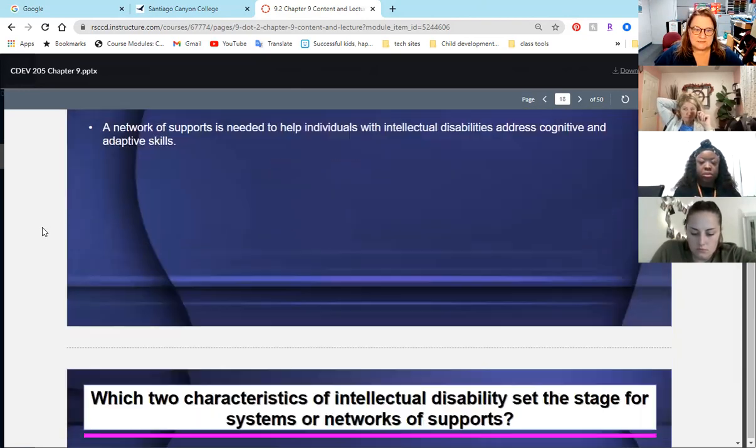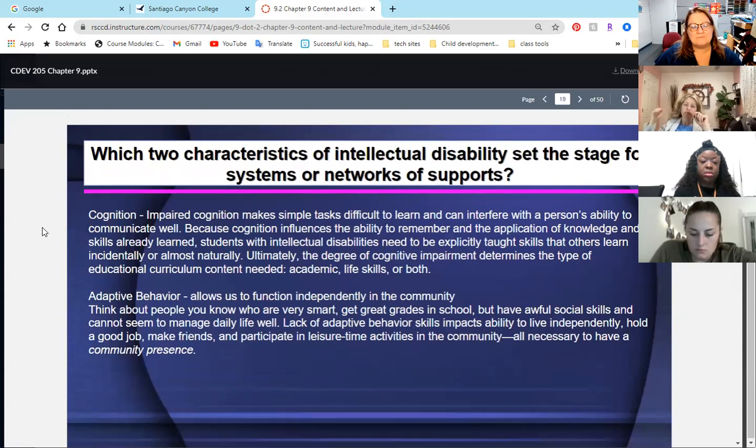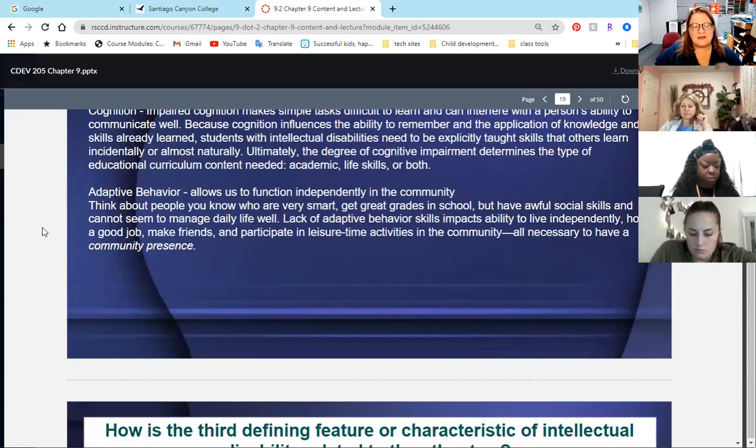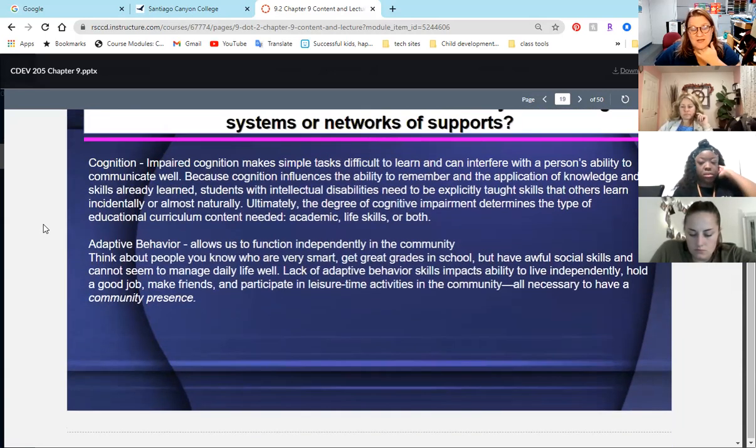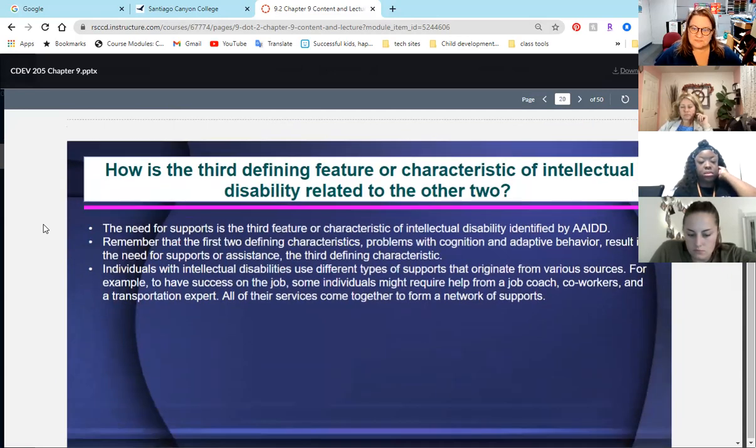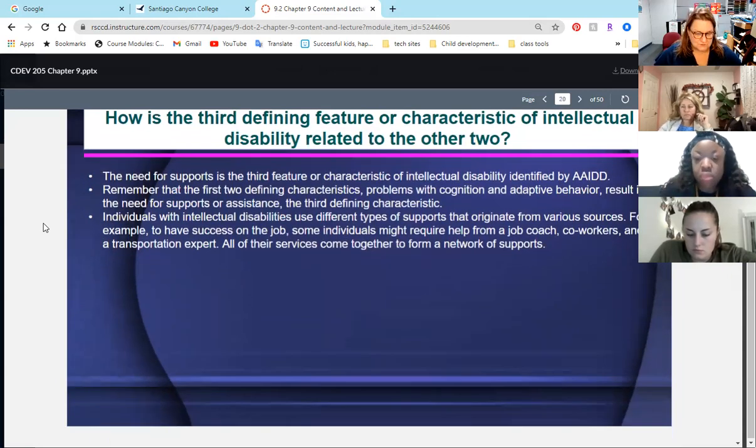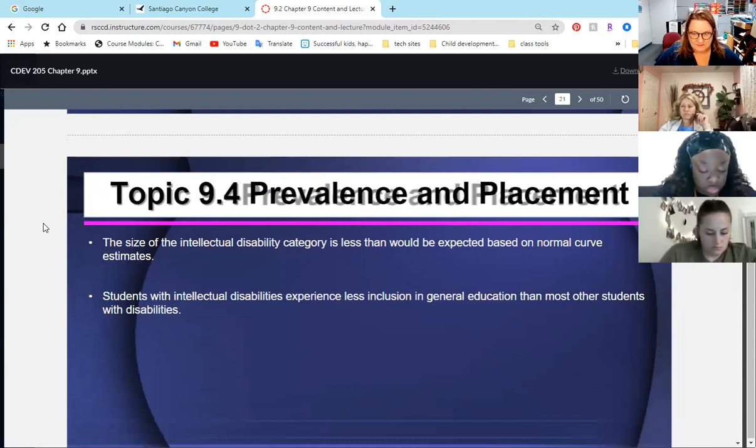Let's see, characteristics. Again, we talked about cognition, and cognition is the same thing as IQ. And then adaptive behavior. Let's see. Needs for supports. I'm trying to get here to the stuff that's super duper important because it's already 8 o'clock. Let's see. Okay.